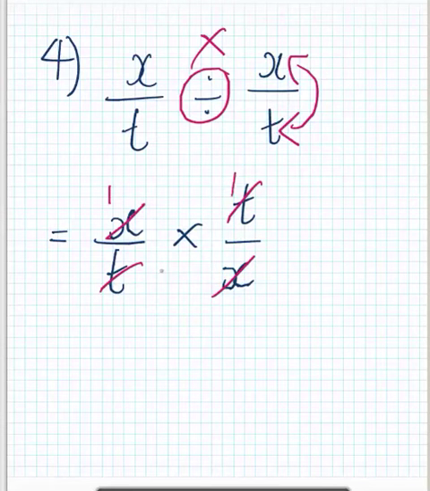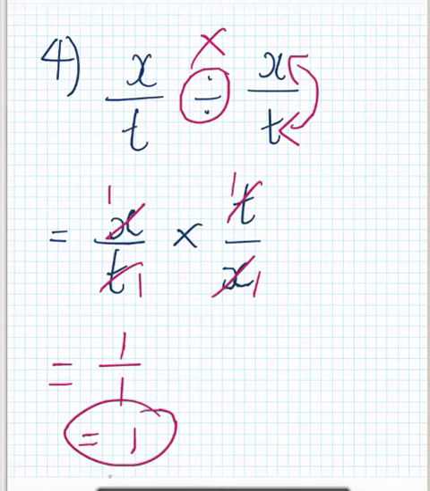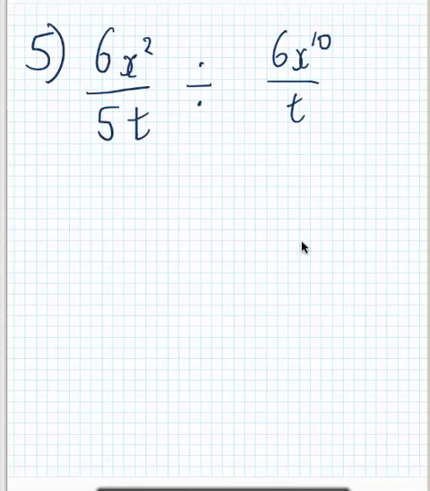Now we're really dividing by the same numbers or variables, so it's all 1, and 1 times 1 is 1, and 1 times 1 is 1, and 1 divided by 1, your answer is just 1. That's how easy it is. So I want you to try this next question yourself before you watch me do it.